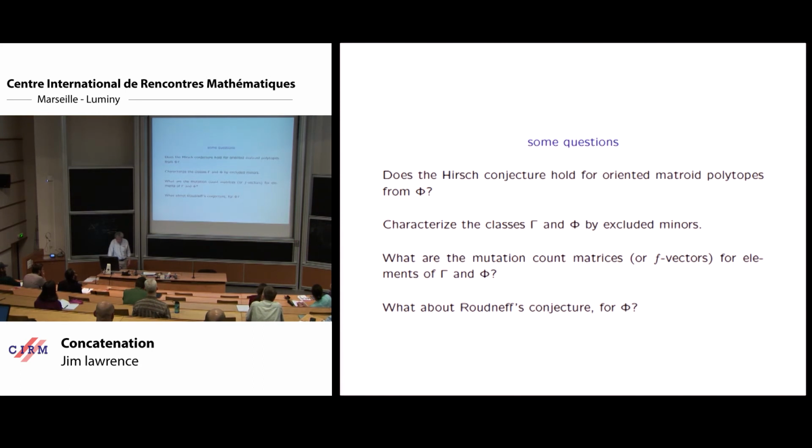The first one is, of course, when I realized I could get the Klee-Walkup example, I thought, well, I'll just concatenate some more and get a counterexample to the bounded Hirsch conjecture, which was called the Hirsch conjecture after that, I guess. And I tried that, and it was much too complicated for me, but there's still this problem here.